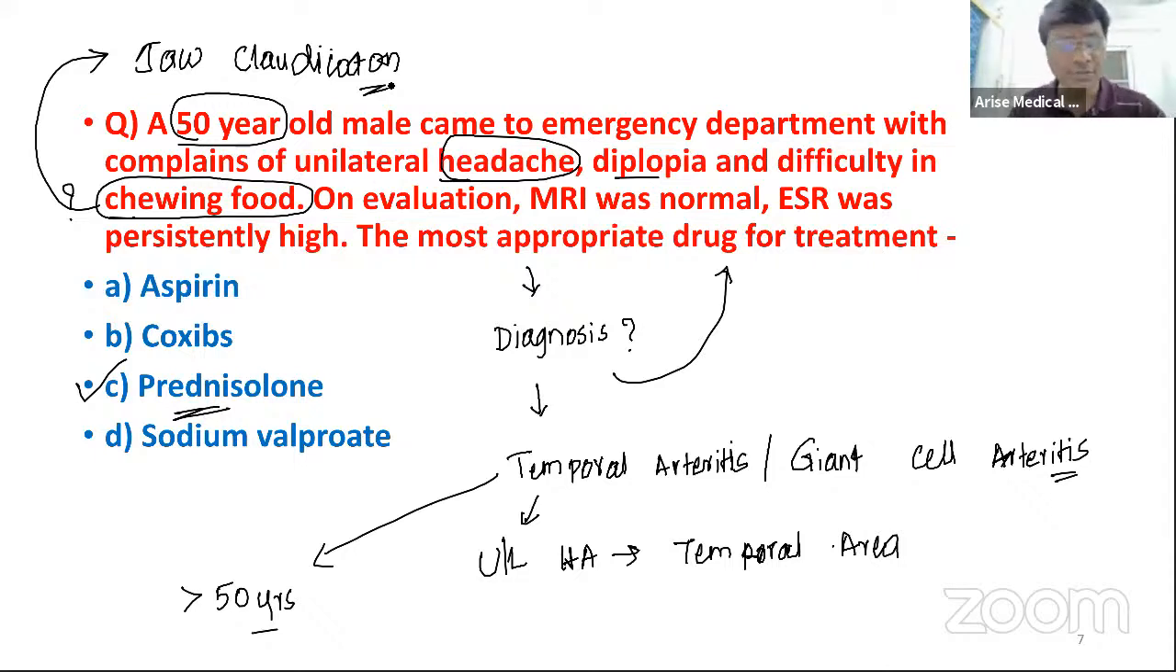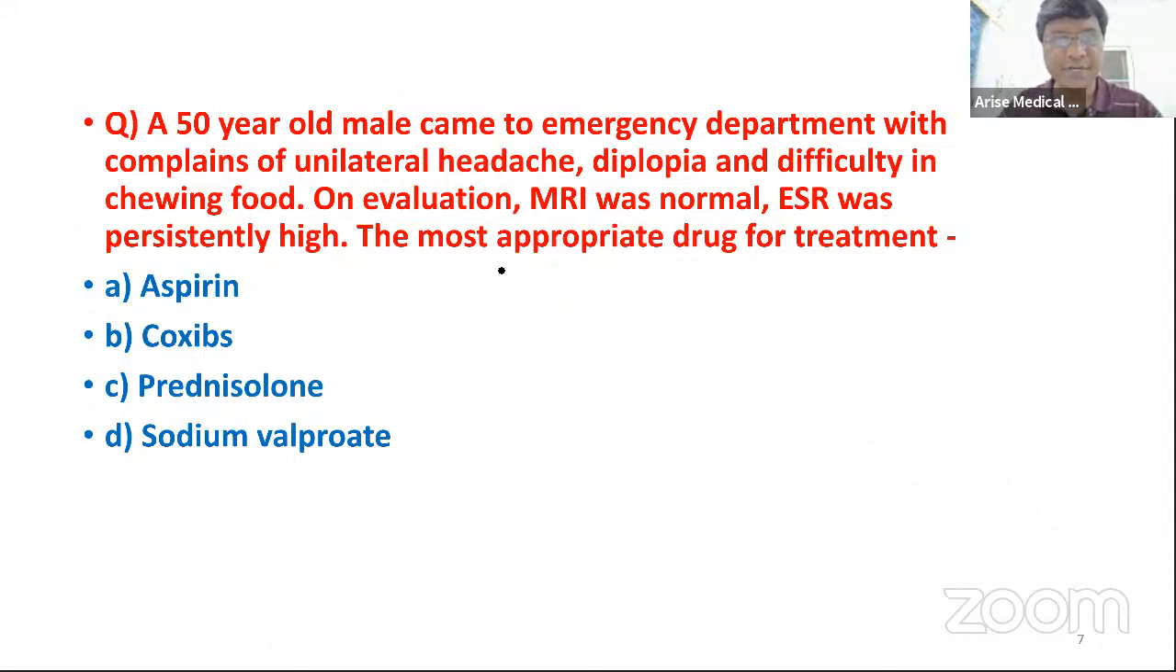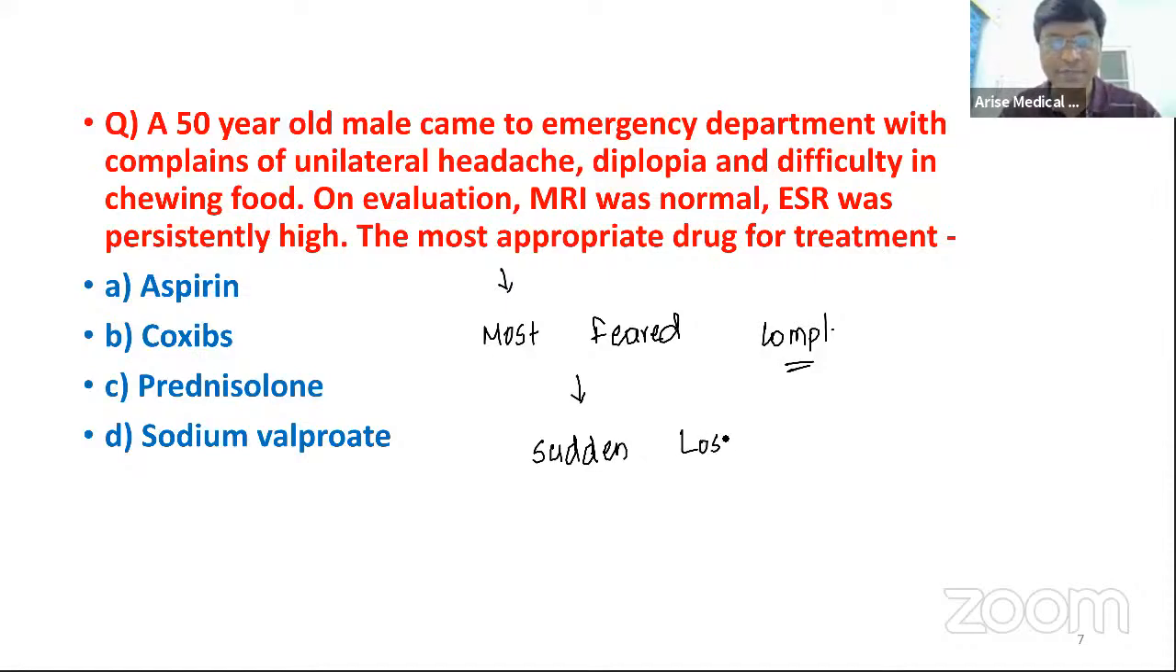Okay. Now, what is the most feared complication? What is the most feared complication in these patients with giant cell arteritis? It is sudden loss of vision. There will be complete blindness. And why is that? That is due to the involvement of the ophthalmic artery.